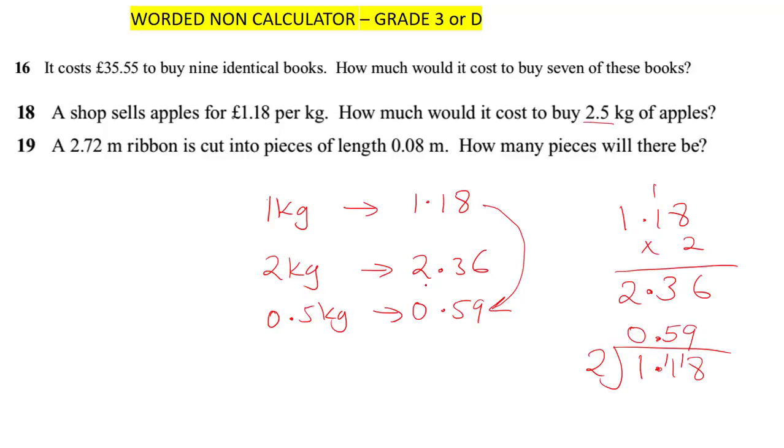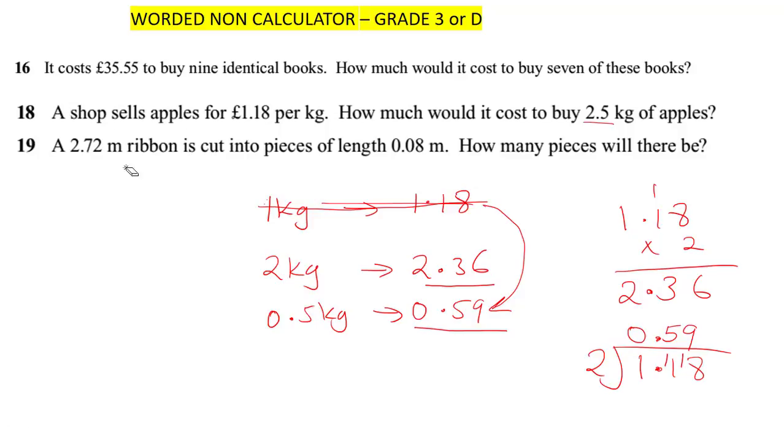Now that you've got what 2 kilograms is and what half a kilogram is, all you need to do is to add them. You don't need this anymore. You don't need that anymore. You just add these two numbers. Because if you add this and that, you get 2.5 kilograms. So you just need to add that to find what the answer is.